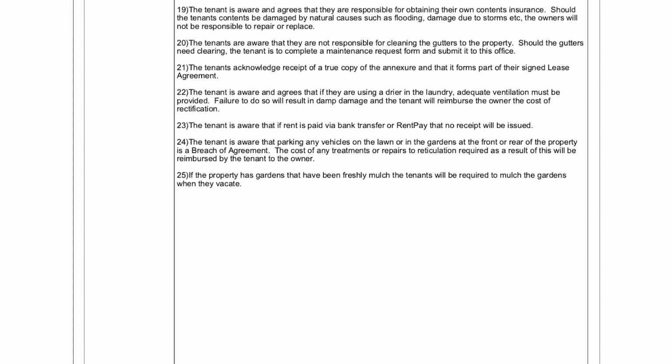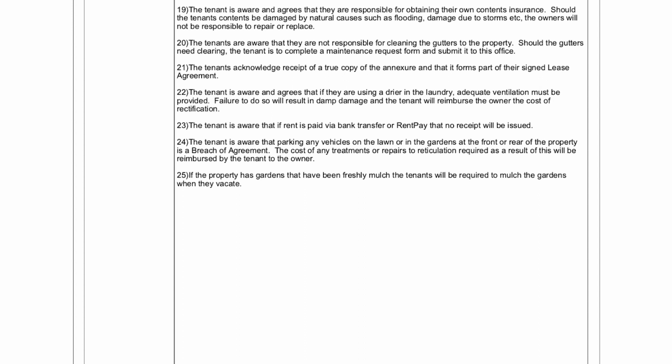agreement. The tenant is aware and agrees that if they are using a dryer in the laundry, adequate ventilation must be provided. Failure to do so will result in damp damage and the tenant will reimburse the owner of the cost of rectification. The tenant is aware that if the rent is paid via bank transfer or rent pay, that no receipts will be issued.